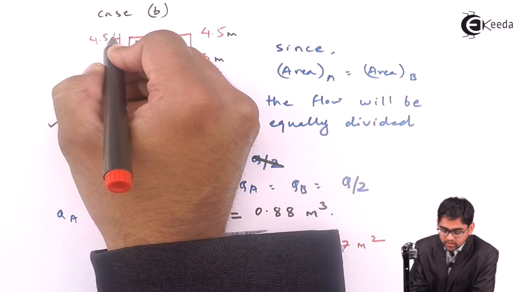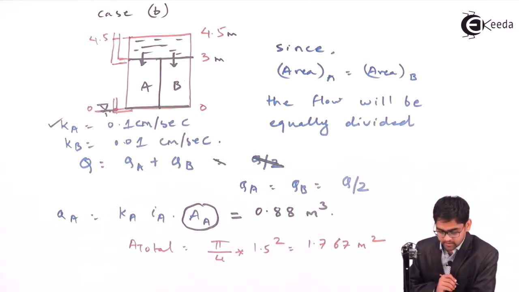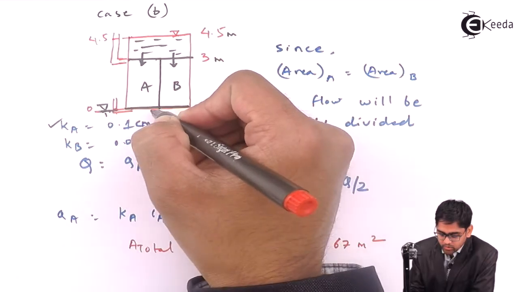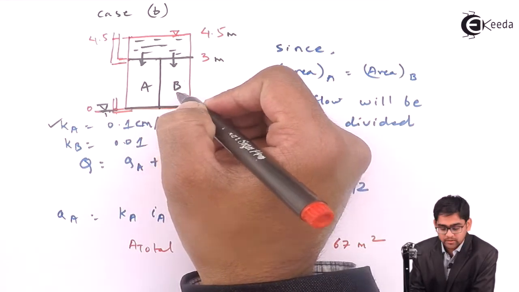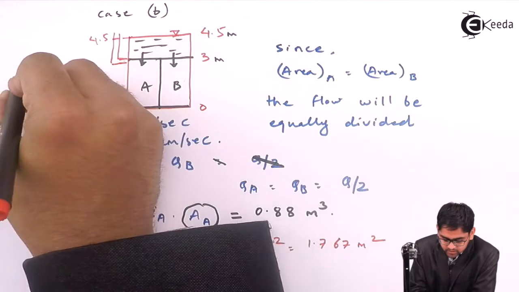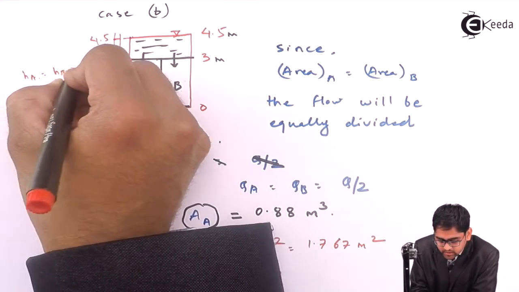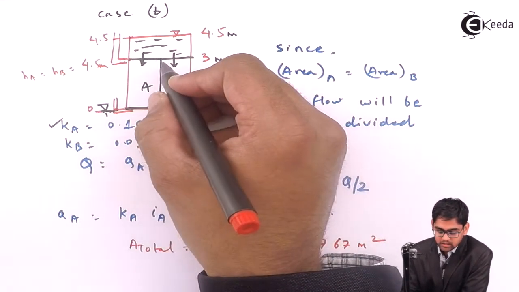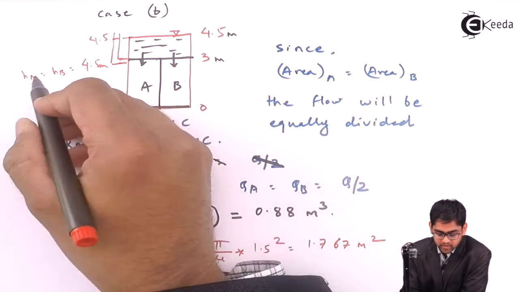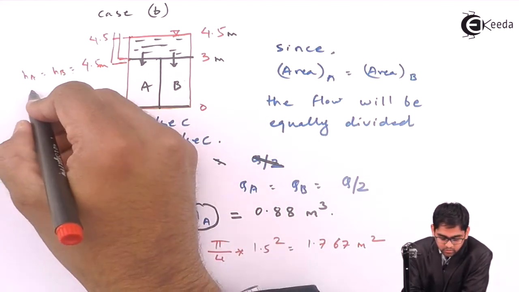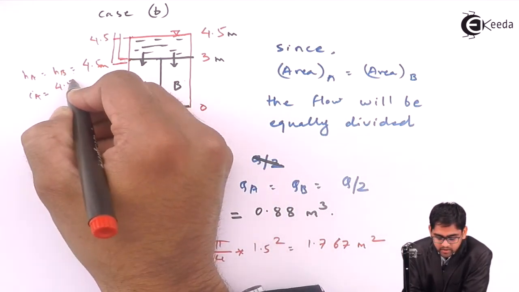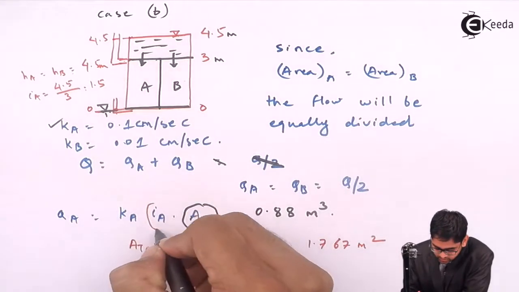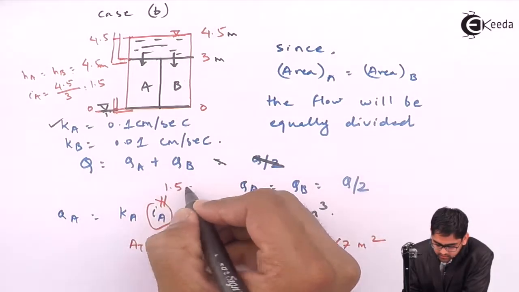Total head at this particular point is water head equal to 4.5 and elevation head equal to 3 meters. So total head over here will become equal to 4.5 meter, and therefore the head loss from top A to top B, HA equal to HB, is nothing but 4.5 meter. Since the lengths are obviously the same, IA will become equal to 4.5 divided by length, which is nothing but 3. We'll get it equal to 1.5. So you need to plug in the value of IA, which is nothing but 1.5.